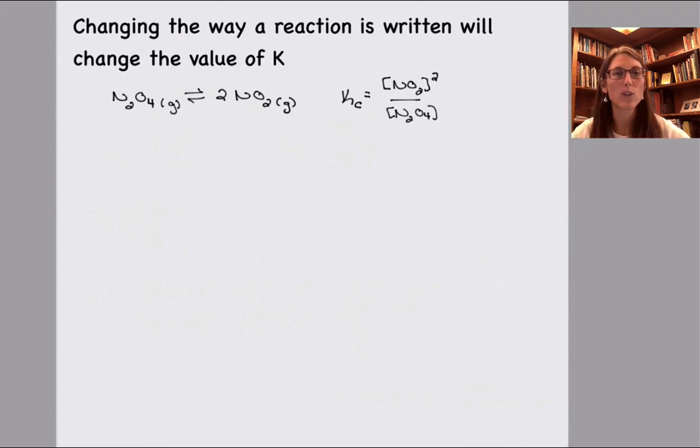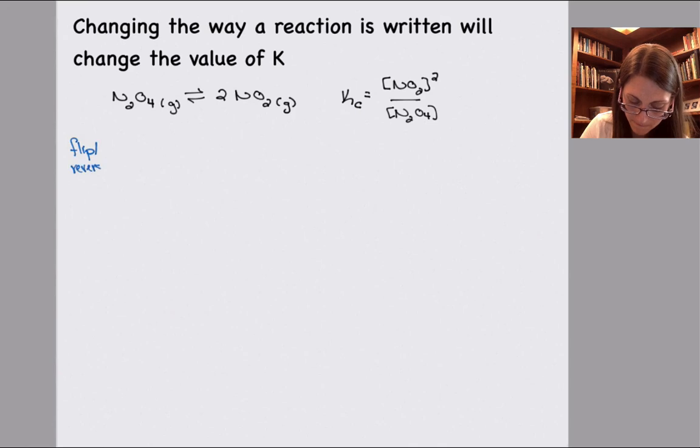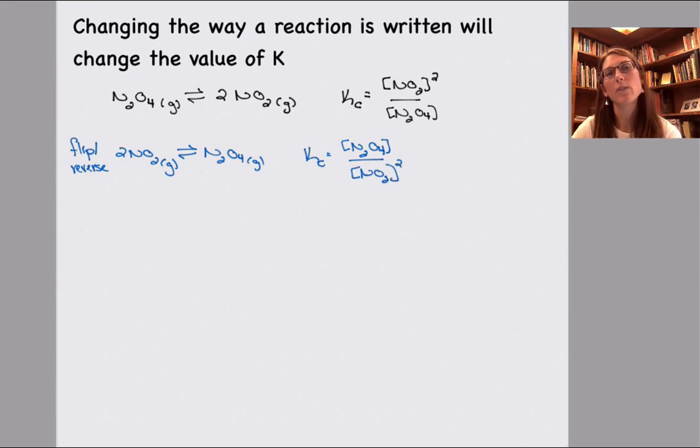So let's take this one as an example, which was dinitrogen tetroxide reacting to form nitrogen dioxide. For this reaction, I can write a Kc expression, which will be the concentration of the nitrogen dioxide squared over the concentration of the dinitrogen tetroxide. Well, what if I were to flip that equation? It turns out if you reverse a reaction, because it's products over reactants, you're going to take the inverse of your original Kc value. So if you were to reverse that reaction, you have to take the inverse of K. Whatever its value was before, 1 over that will be the new value for your equilibrium constant.